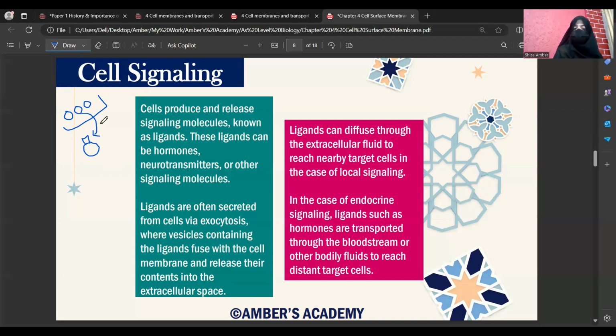So cell signaling, basically in a nutshell, is a process in which certain sort of signal comes to the cell, it binds with the cell, induces certain signal transduction, and via signal amplification, certain metabolic response is achieved. Okay. So cells produce and release signaling molecules known as ligands. These ligands could be anything.